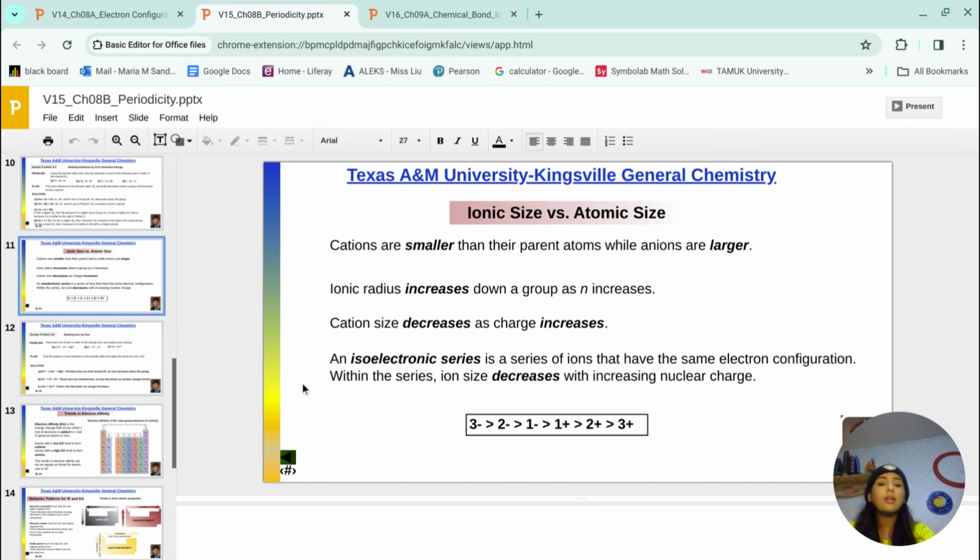An isoelectronic series is a series of ions that have the same electron configuration. Within the series, ion size decreases with increasing nuclear charge. And here's a set of isoelectronic series: 3 minus, 2 minus, 1 minus, 1 plus, 2 plus, 3 plus.